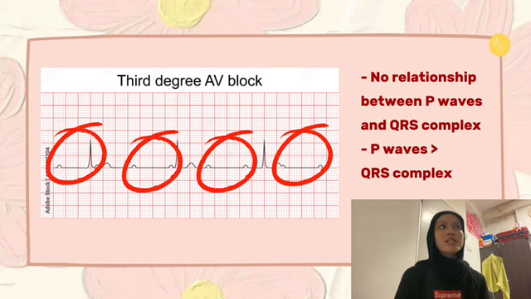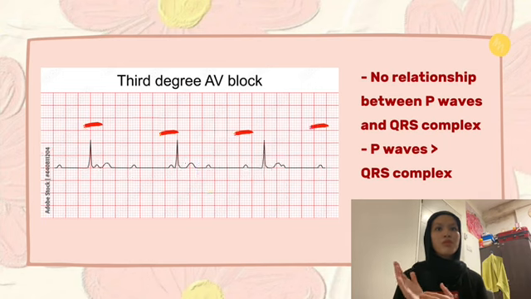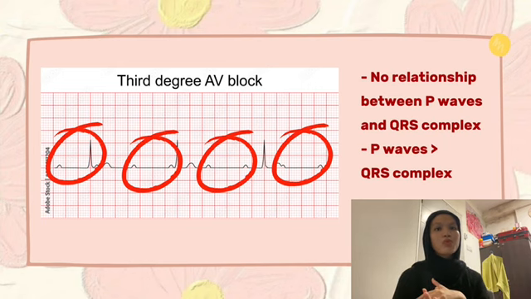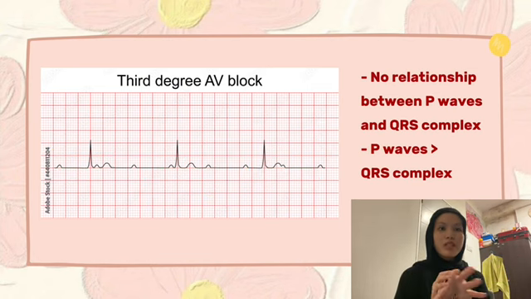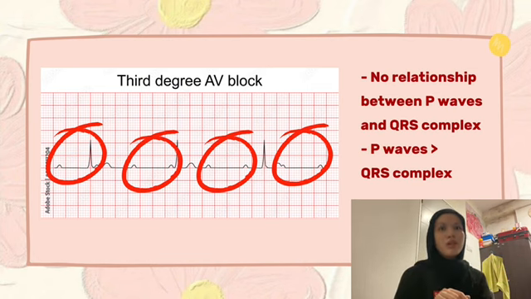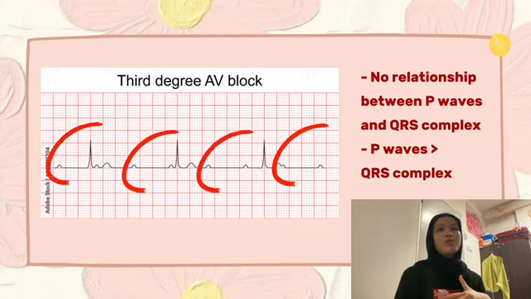So in ECG, it can be seen that P waves are more than the QRS complex. So ventricles may use an escape rhythm from the lower pacemaker, leading to bradycardia. This is basically a serious situation, the most severe type of AV block, which requires a medical emergency, often associated with symptoms such as syncope, fatigue, and also heart failure.